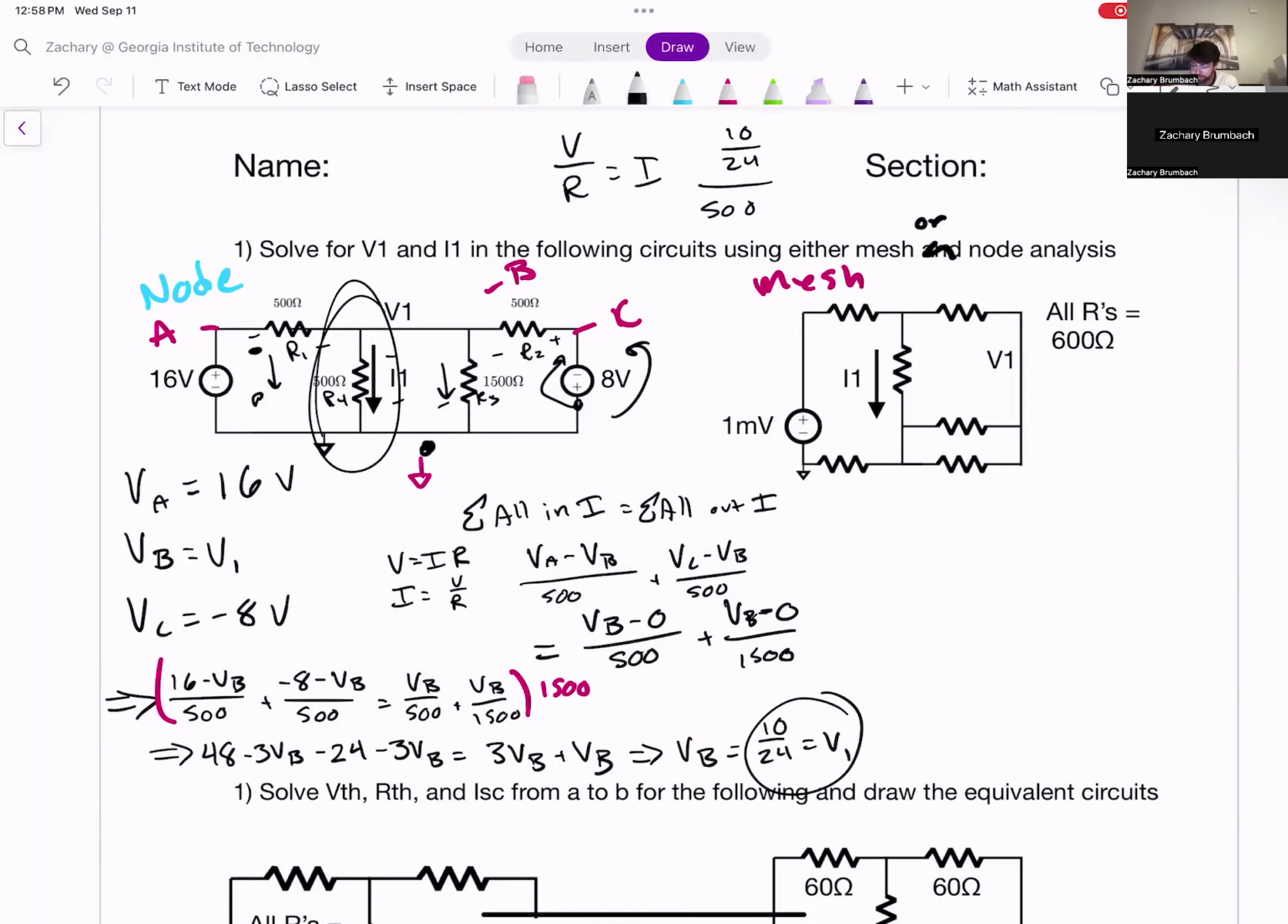Yeah, that's it. Any questions about that? This will simplify to, what's 5/1200ths? Oh, 1 over 1200. There you go. Amps. So that is your I1 there. Okay. So that is how we would solve something like this with node analysis.